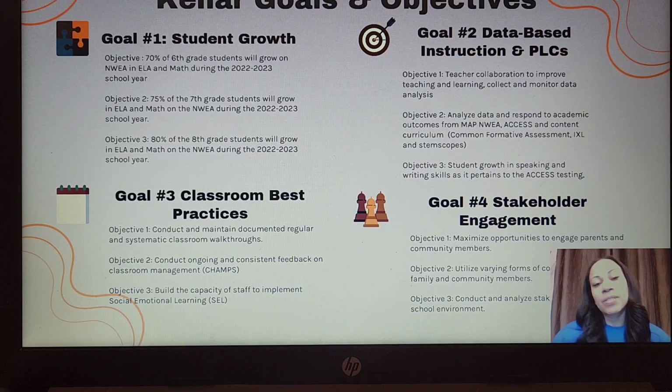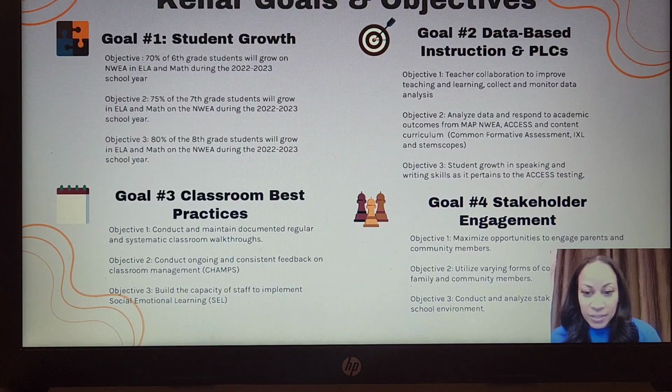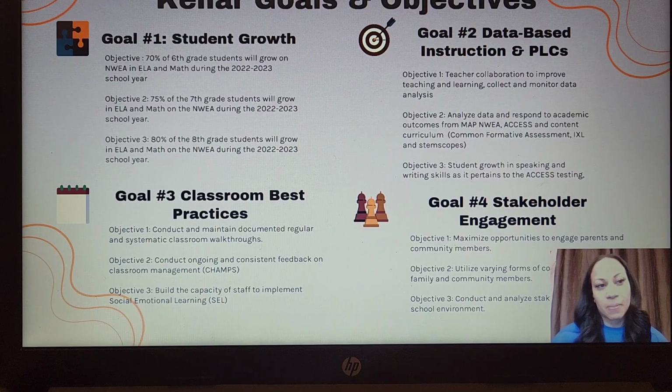CHAMPS is a way to set structure throughout the building and in the classrooms. And so our classroom best practices are around walkthroughs, implementing CHAMPS, and social emotional curriculum, or SEL. And last but certainly not least is stakeholder engagement. We would like to have more parent involvement, more parent events, and conduct and analyze stakeholder surveys to gain input on these processes.